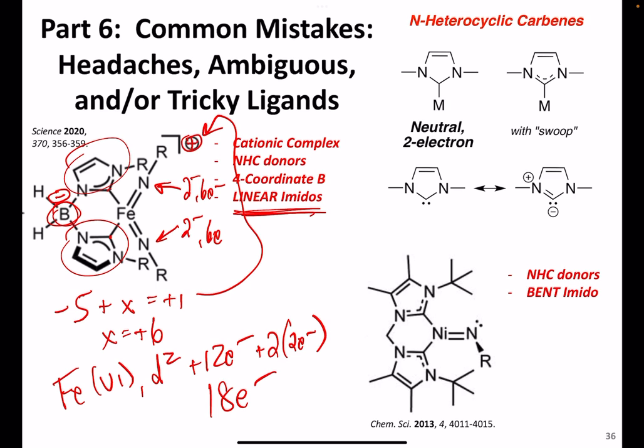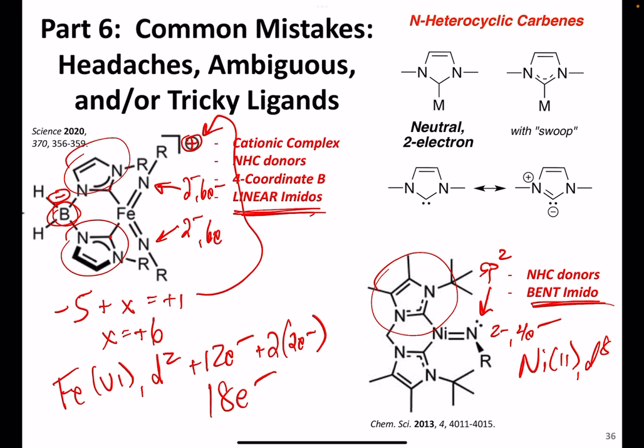I really like this nickel compound on the right as well. Again, we have NHC donors that are neutral 2 electron donors. But notice we have a bent amido in this case. The nitrogen is not linear. It is sp2 hybridized. It is a dianionic 4 electron donor in this case. And so the overall complex is neutral, and so it must be nickel 2. Nickel 2 is d8 plus 4 electrons due to the bent amido plus 4 electrons due to the 2 N-heterocyclic carbenes. This is a 16 electron compound.